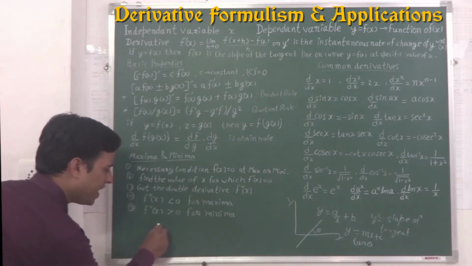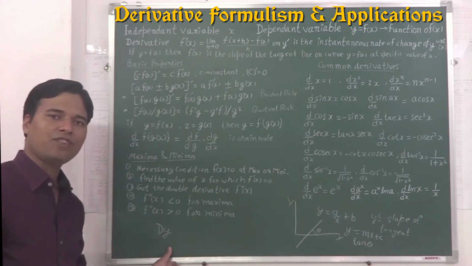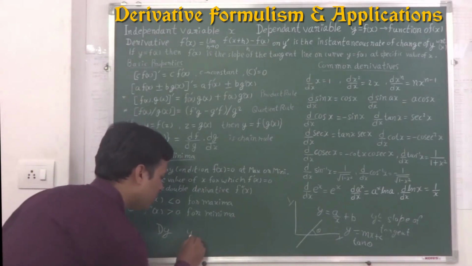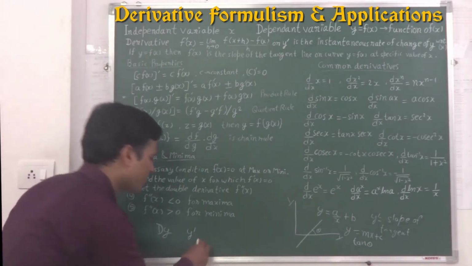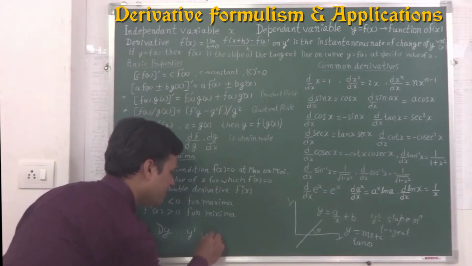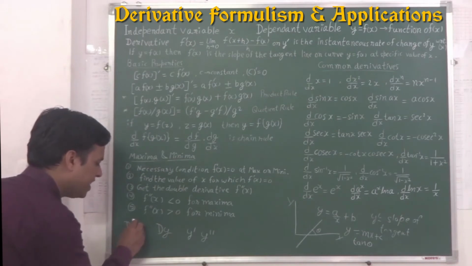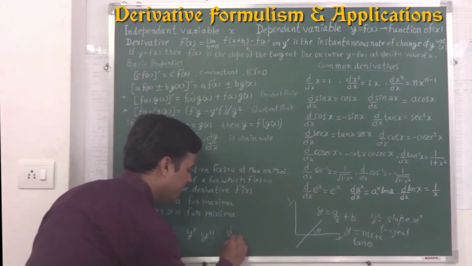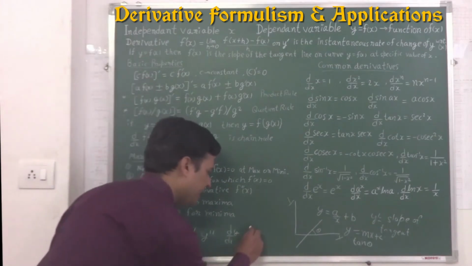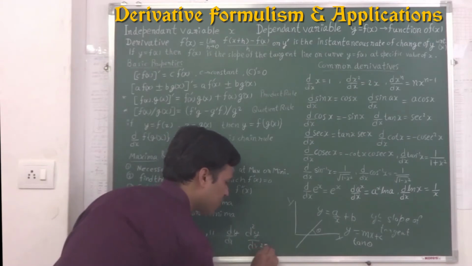The derivative of y with respect to x is denoted by capital D of y. It is also denoted by y dash for the first derivative. For the second derivative we write y double dash, or in this notation d2y. In general notation we write d upon dx of y for the first derivative, and for the second derivative we write d2y upon dx square.